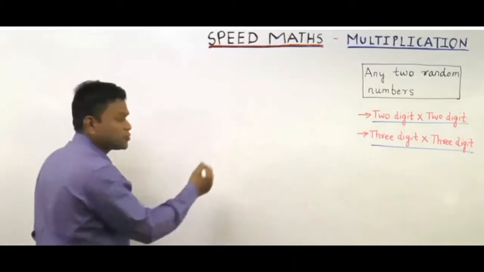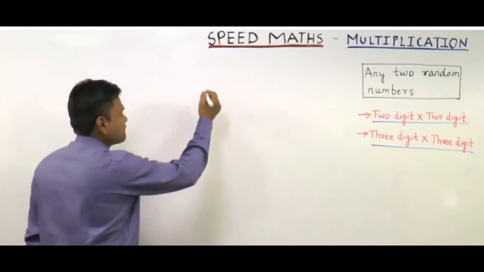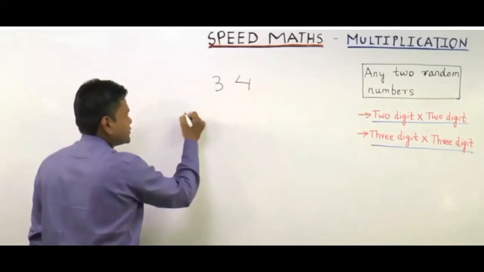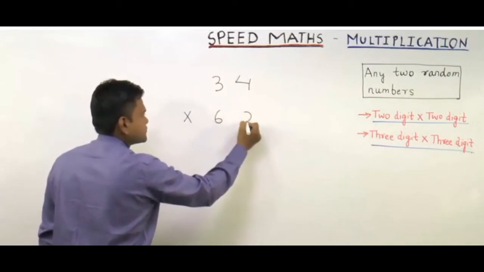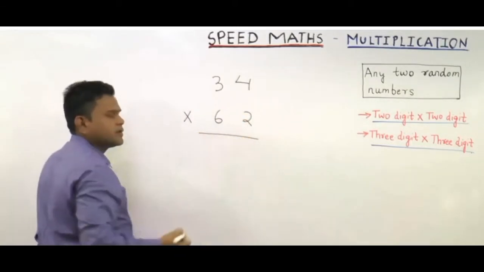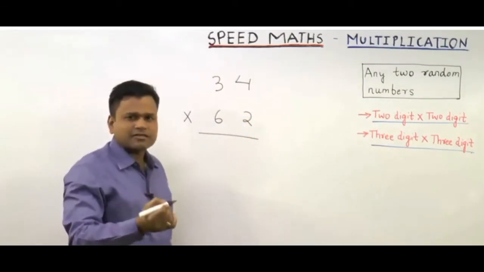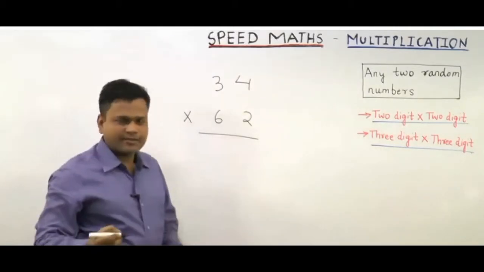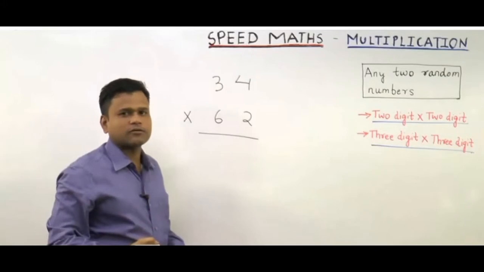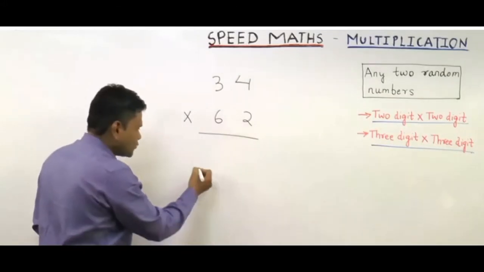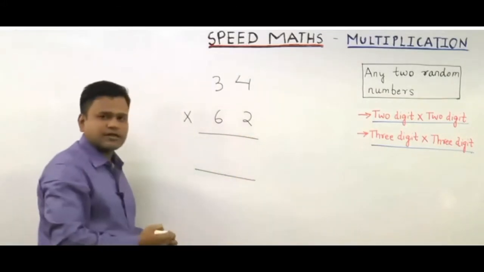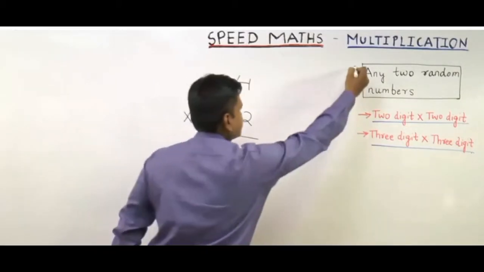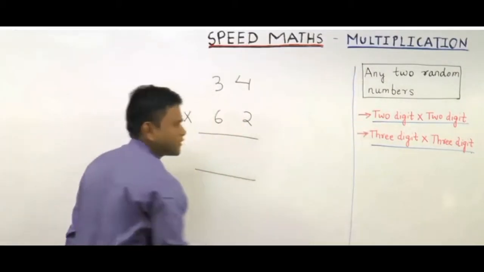Point number 1, 2-digit number into a 2-digit number. Let's say the number is this, 34 into 62. The conventional method says that, okay, if you have one row, another row, then you add them up. That's not the method which we will be talking about. What we will be dealing with is this. This being the first example, I'll be giving you the steps also. The first, second, and so on.